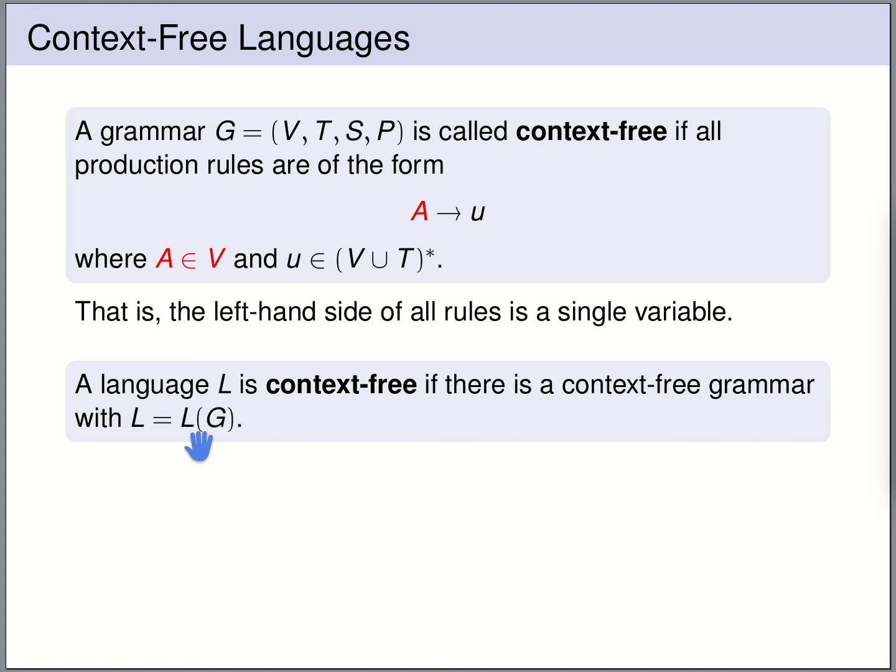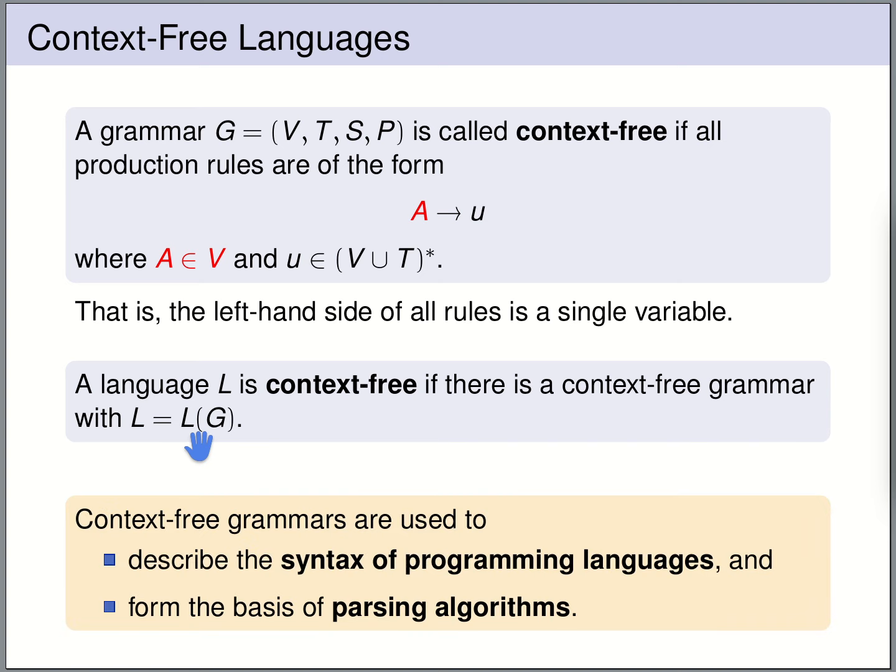Context-free grammars and context-free languages are very important because they are used heavily to describe the syntax of programming languages, and they form the basis of parsing algorithms. So for most programming languages like Java, C, and so on, the syntax is described using a context-free grammar. And based on this grammar, there are parsing algorithms that parse these programming languages.